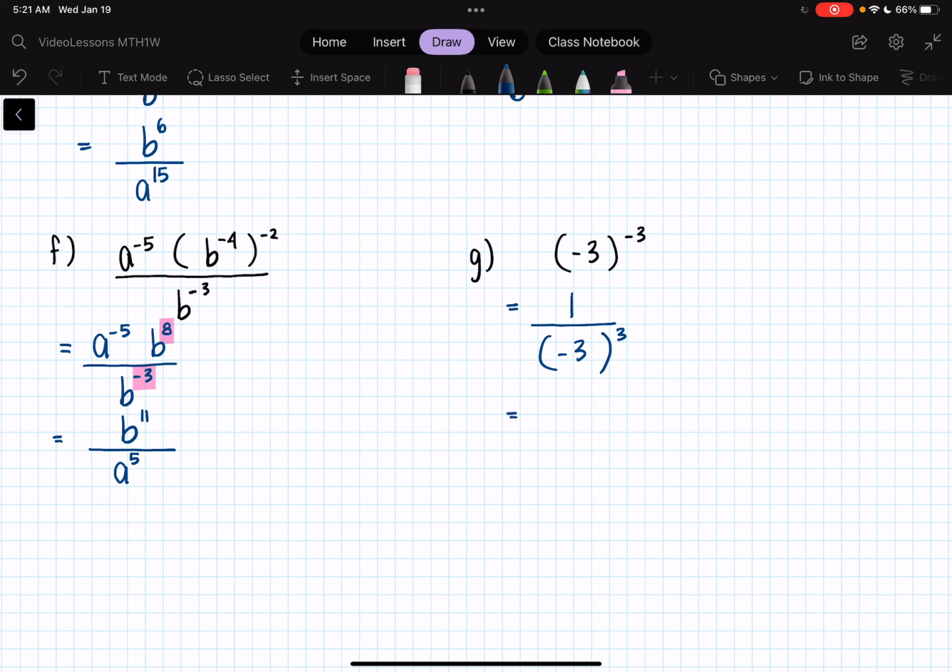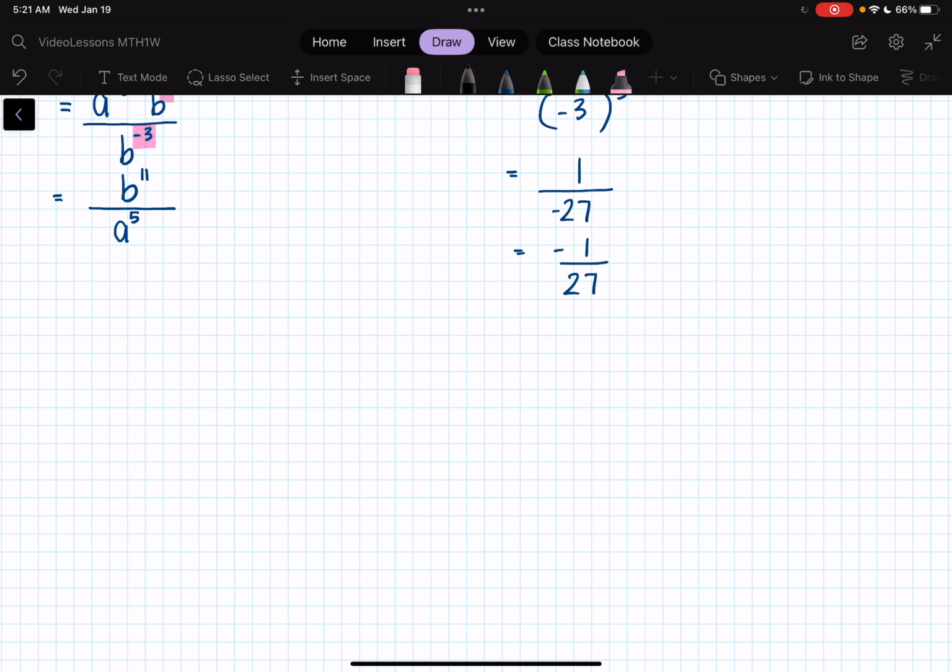And negative 3 to the power 3 is actually negative 27. But we don't write math like this. We don't write a negative in the denominator. We push it up to the top, and that's negative 1 over 27. Okay, we're going to do one more example.